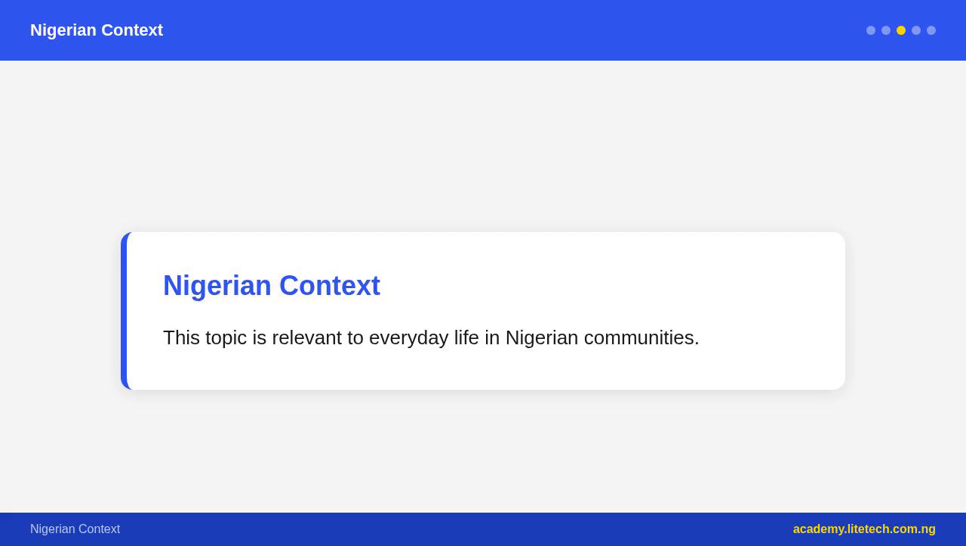Machine learning in Nigeria. 1. Agriculture, detecting crop diseases from photos of leaves. 2. Healthcare, predicting disease outbreaks. 3. Finance, detecting fraudulent mobile money transactions. 4. Traffic, predicting traffic patterns in Lagos.